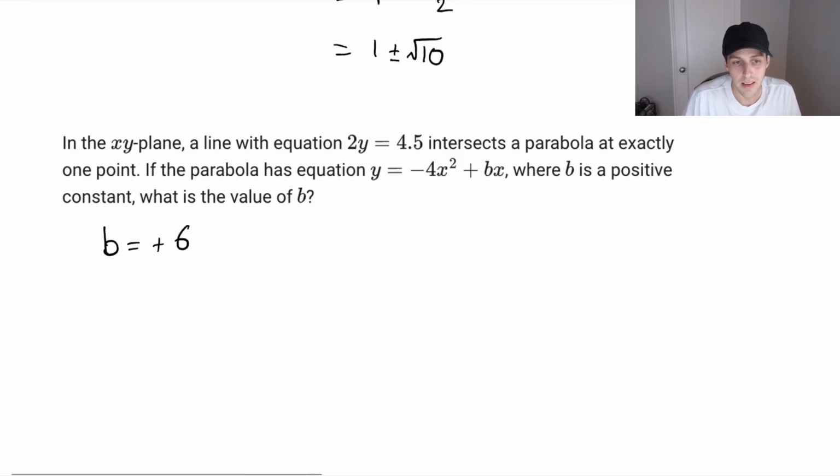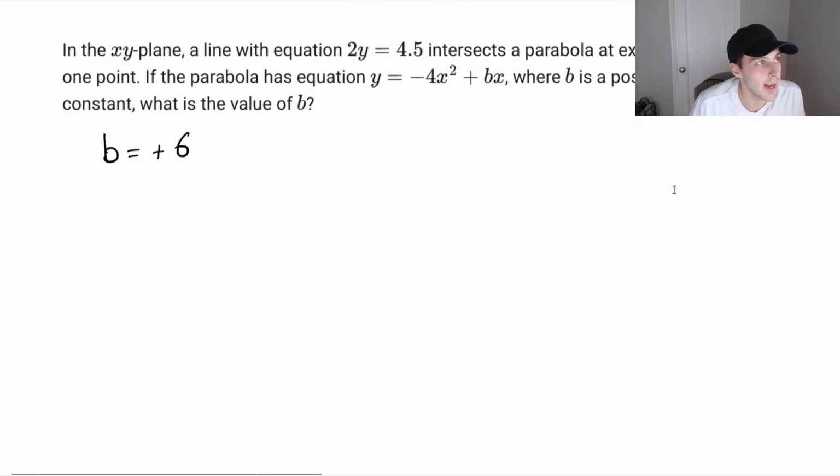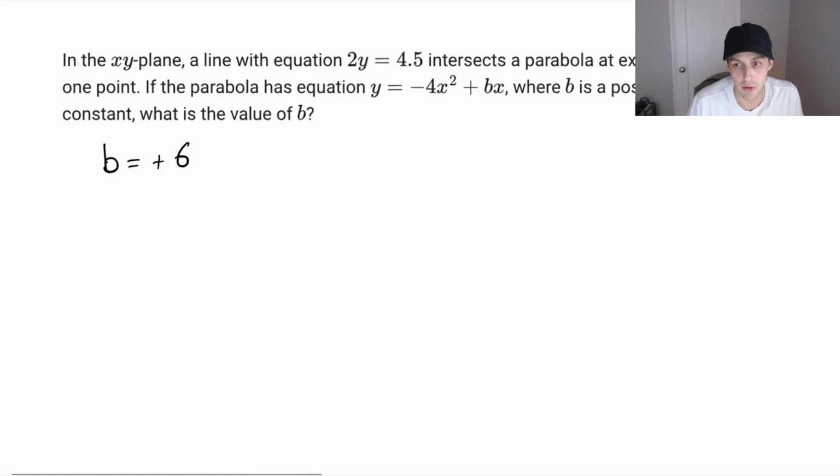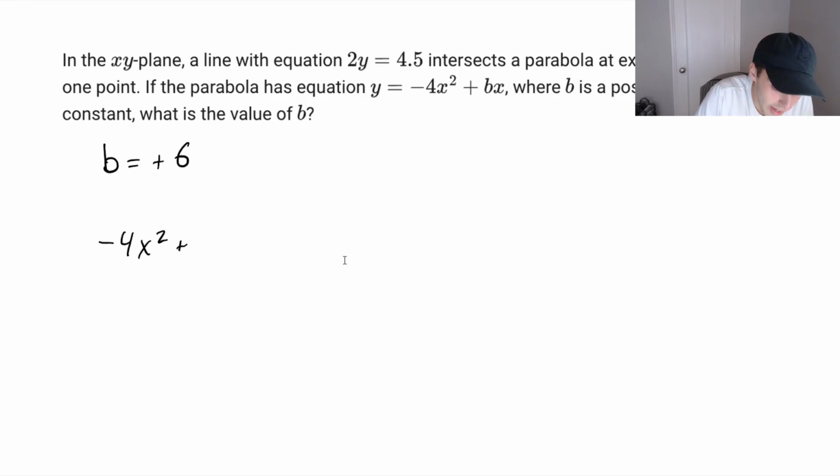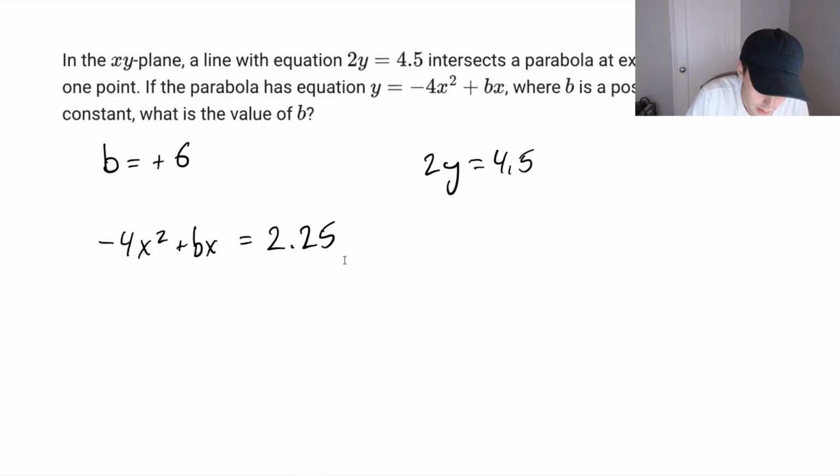But a lot of the time, we don't get access to Desmos. It is a bit of a luxury to have a graphing calculator, especially one as powerful as Desmos. If we don't have that, what can we do? Well, we're looking for when minus 4x squared plus bx is going to be equal to 2.25, because we know 2y is 4.5, so y is 2.25.